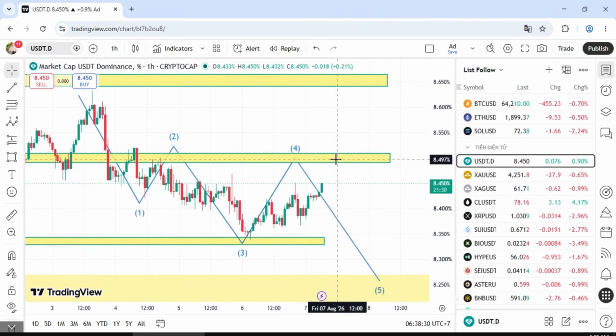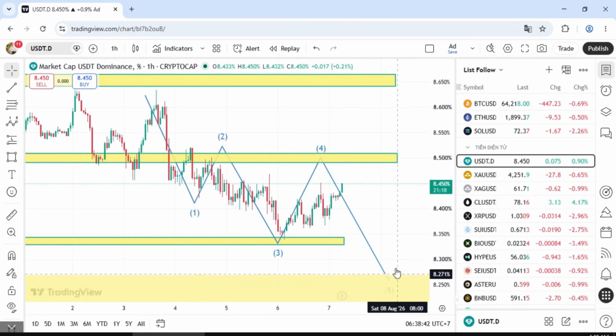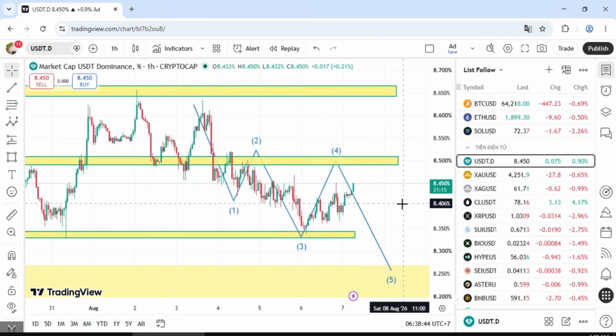The range from 8.48%, everyone, up to 8.5% is the range we expect USDT.D to rise to. And if it goes up here and fails to break through, it will continue to turn back down to 8.25%. So what will happen to our BTC at that point?